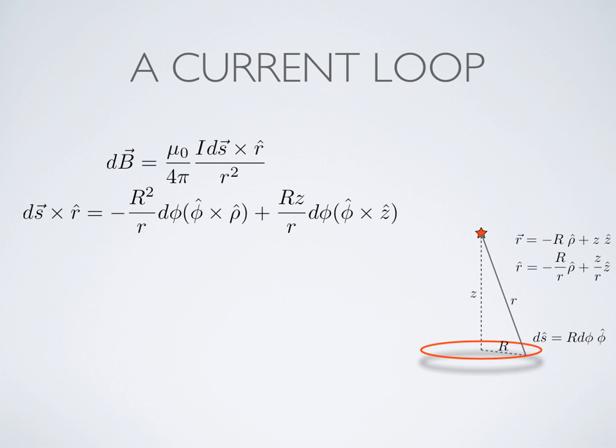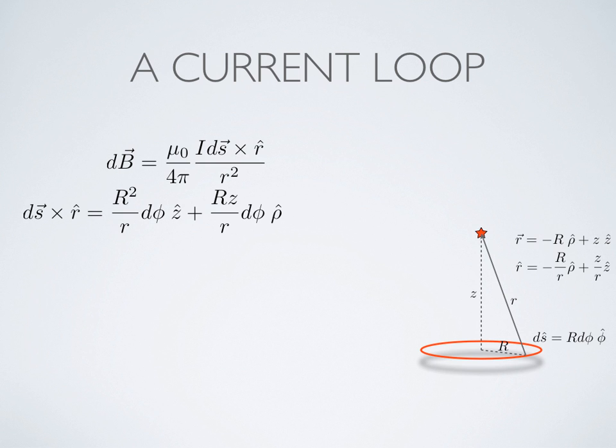And then I have r times z over little r d phi times phi hat cross z hat. And if I take phi hat cross z hat, I'm going to get rho hat. So let's go ahead and make those substitutions. I put in my z hat and my rho hat, I get this. Now here's where the dependence of rho hat makes things interesting.